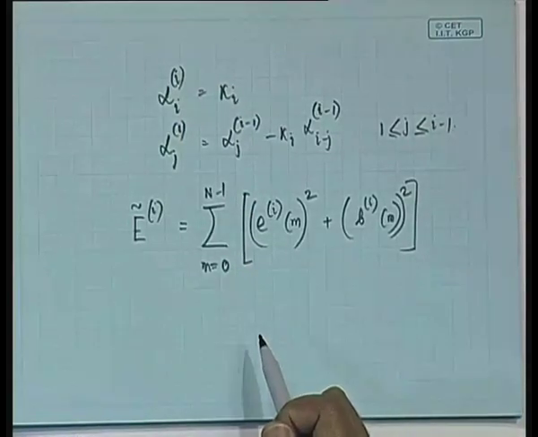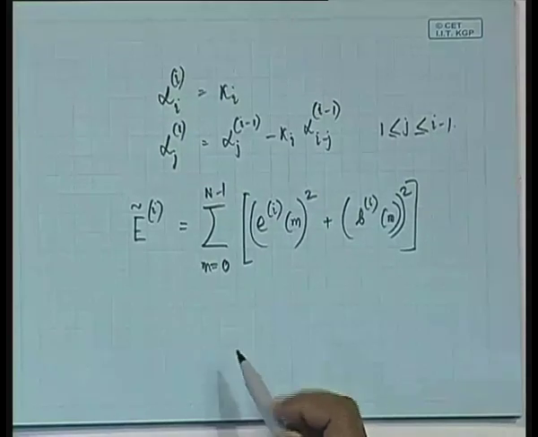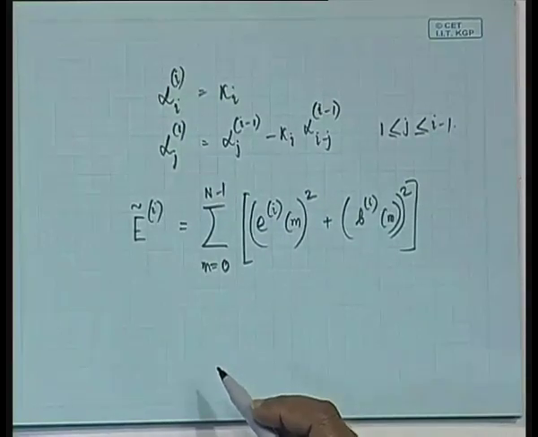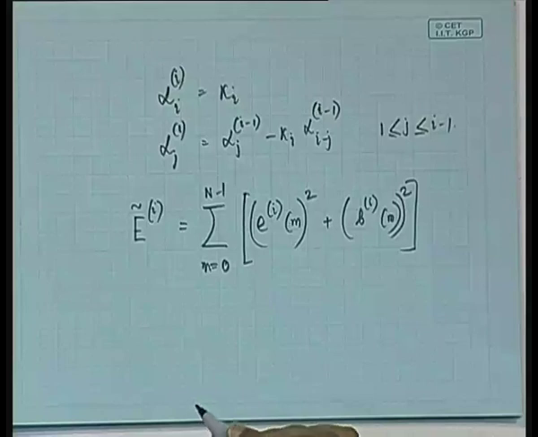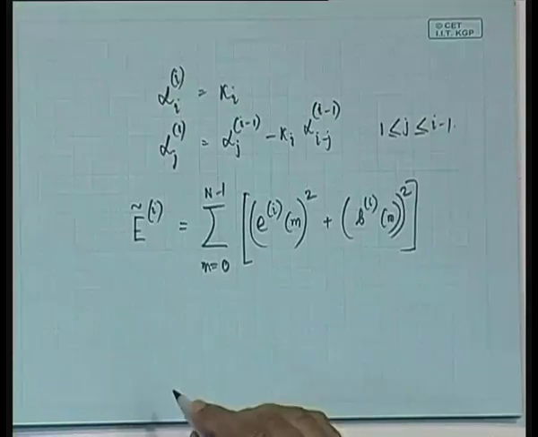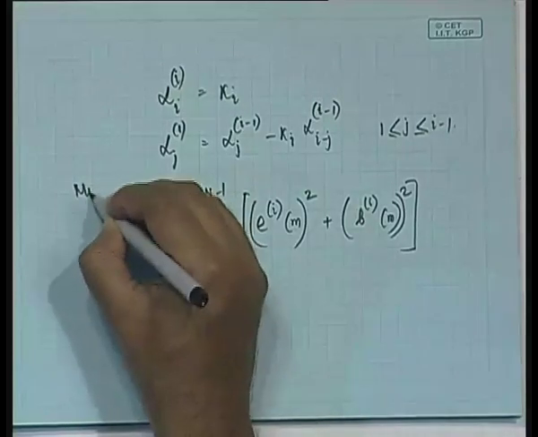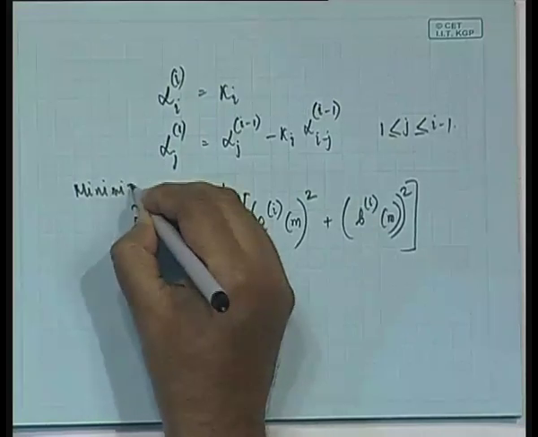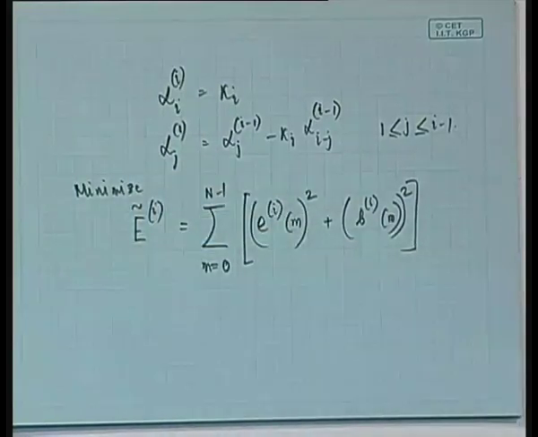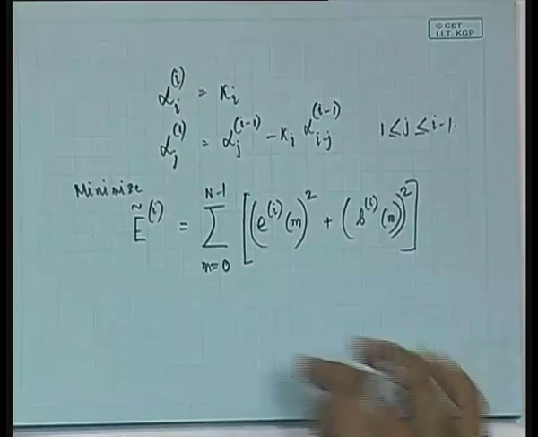So this is our new definition of the prediction error, and we have to minimize this. If our objective is to minimize this E tilde i, then what we are required to do is to differentiate this E tilde i with respect to Ki, and then equate that to 0.